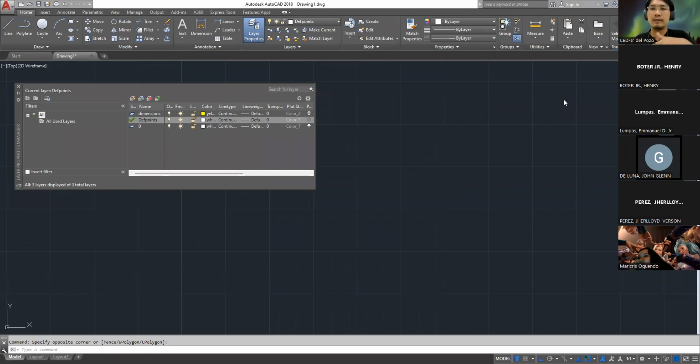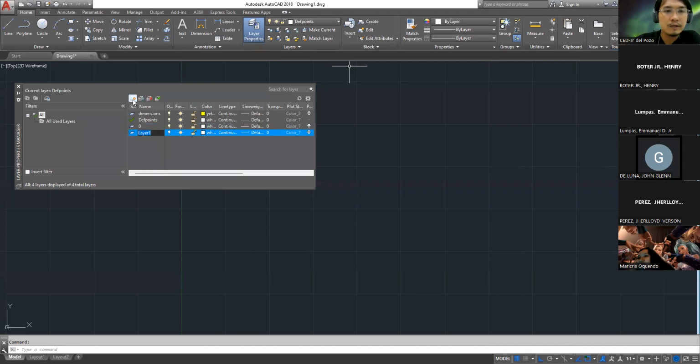So nabanggit na ni Botter kanina ano yung mga components. So nabanggit niya ang walls, nabanggit niya ang doors, ang windows. Yon. So yun yung mga component. But meron pang mga iba that I wish to discuss it more to you. Like for example, dagdag na natin yung sinabi niya. Ano to?